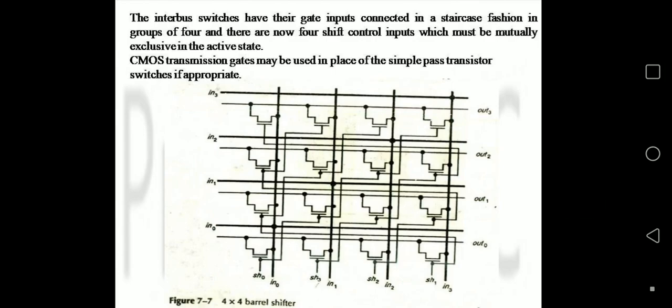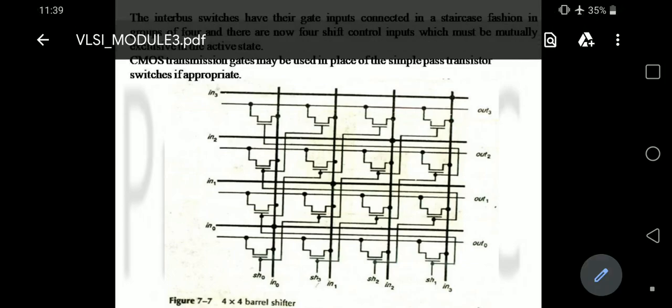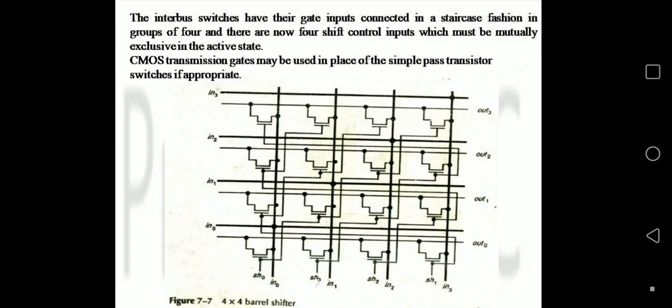Okay, to minimize this problem, we go for a barrel shifter. The interface switches have their gate inputs connected in a staircase fashion in groups of 4, and there are now 4 shift control inputs which must be mutually exclusive in the active state.